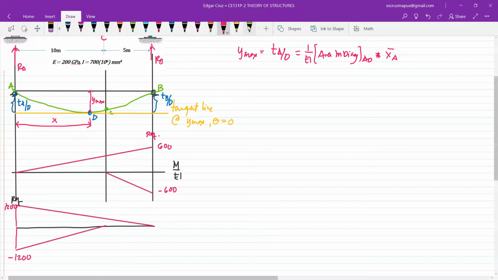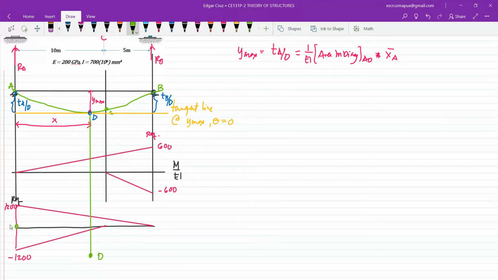So, pagka pinroject mo yon, ito yung point D. Okay. So, ito yung point A. Ito yung point D. So, kung ikukumpara mo, ano yung mas madaling i-consider na moment diagram? Yung unang moment diagram o itong pangalawang moment diagram? Okay, so alin dyan ang mas madaling i-consider?